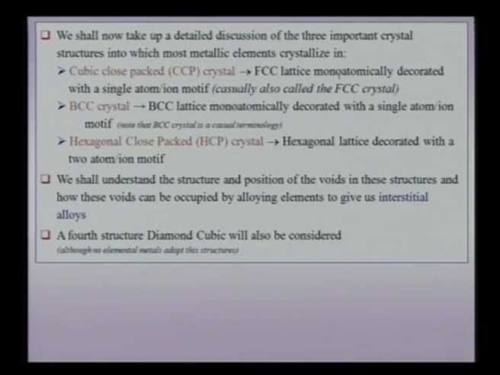But we should note that this is a rather casual usage, and therefore often we have to differentiate the various kinds of crystal structures which are based on the FCC lattice. We shall also consider the fourth crystal, the diamond cubic crystal, even though there are no metallic elements which crystallize in this structure. Additionally, we shall place importance on the interstitial positions, the voids in these crystal structures, and we will see how various elements can fit into these interstitial voids and give us interstitial alloys.